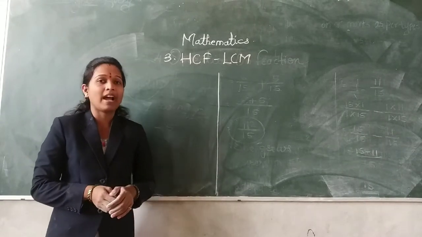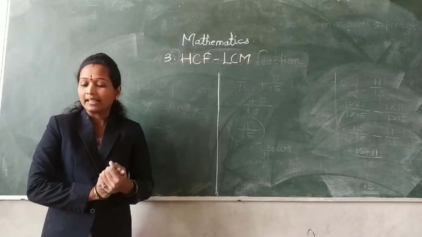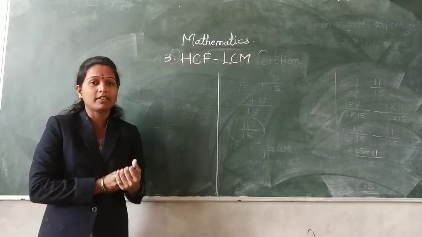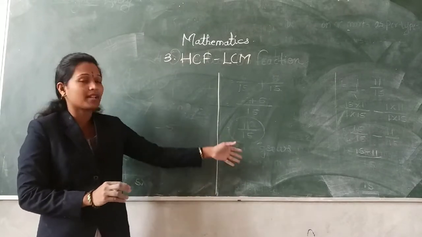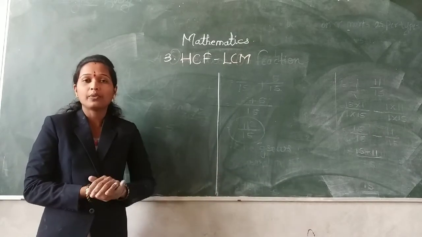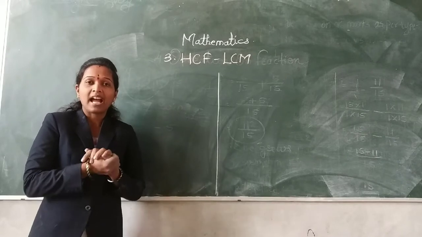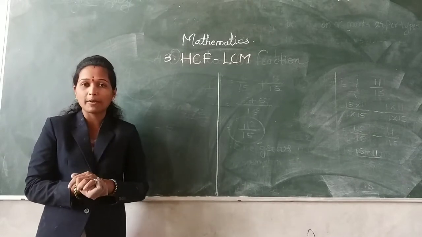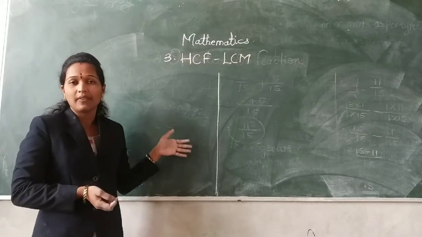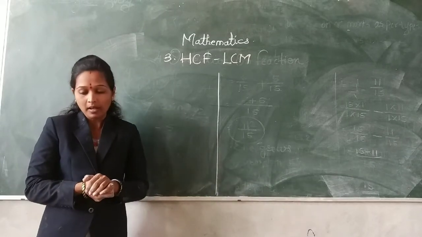In our last video we started our third chapter, HCF and LCM, and in our first exercise I told you how to find prime numbers. We saw prime numbers in 5th standard also. We have to write the numbers from 1 to 100 and find the prime numbers. There are 25 prime numbers between 1 and 100, and 1 is neither prime nor composite. So 2, 3, 5, 7, in this way we can write the prime numbers.